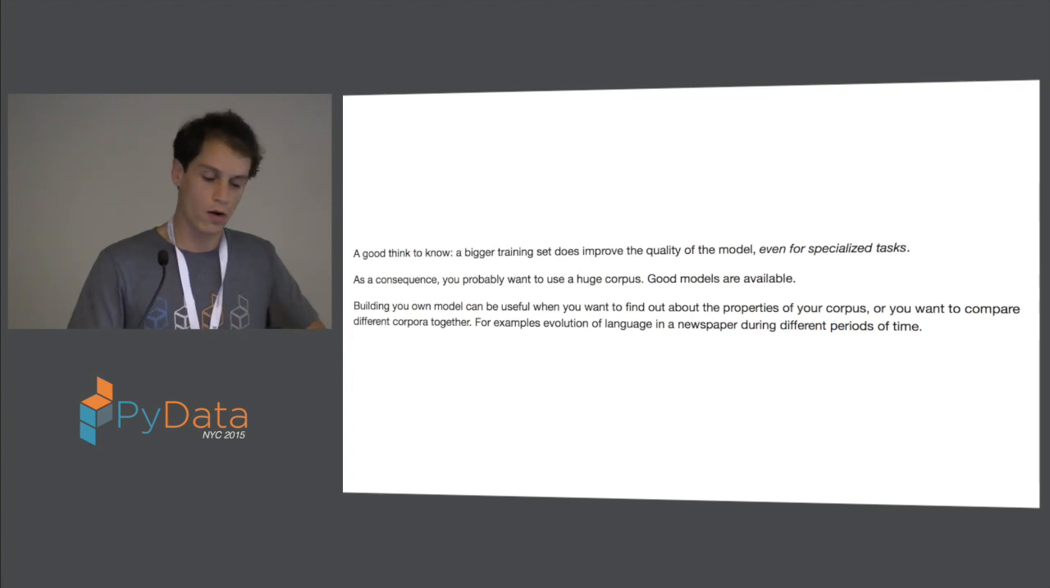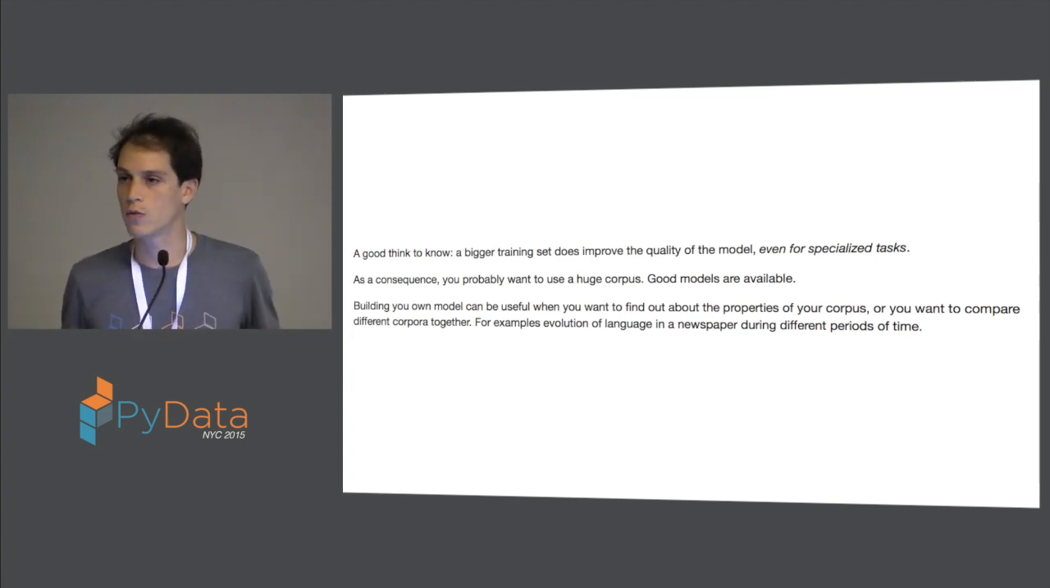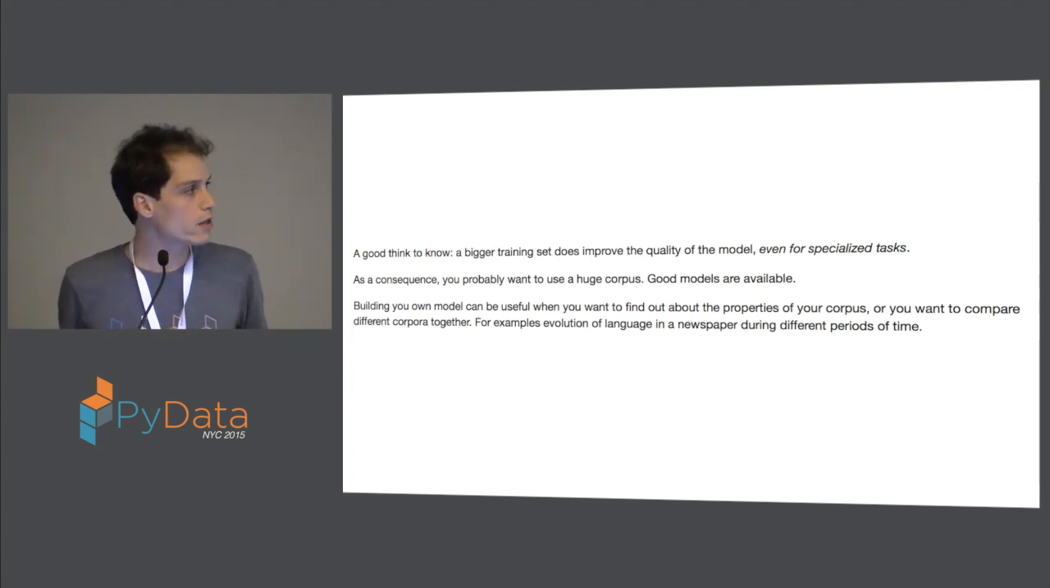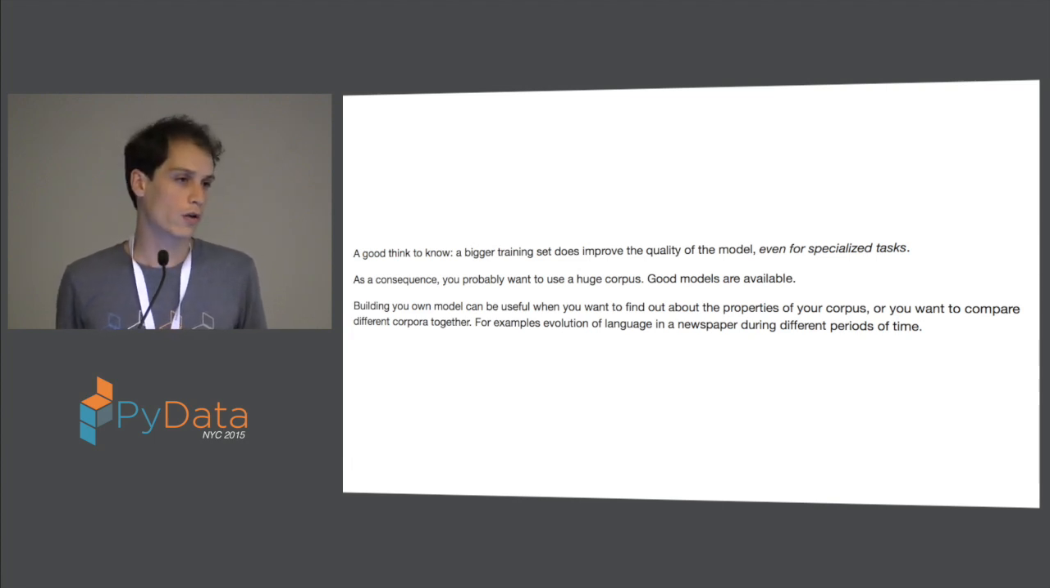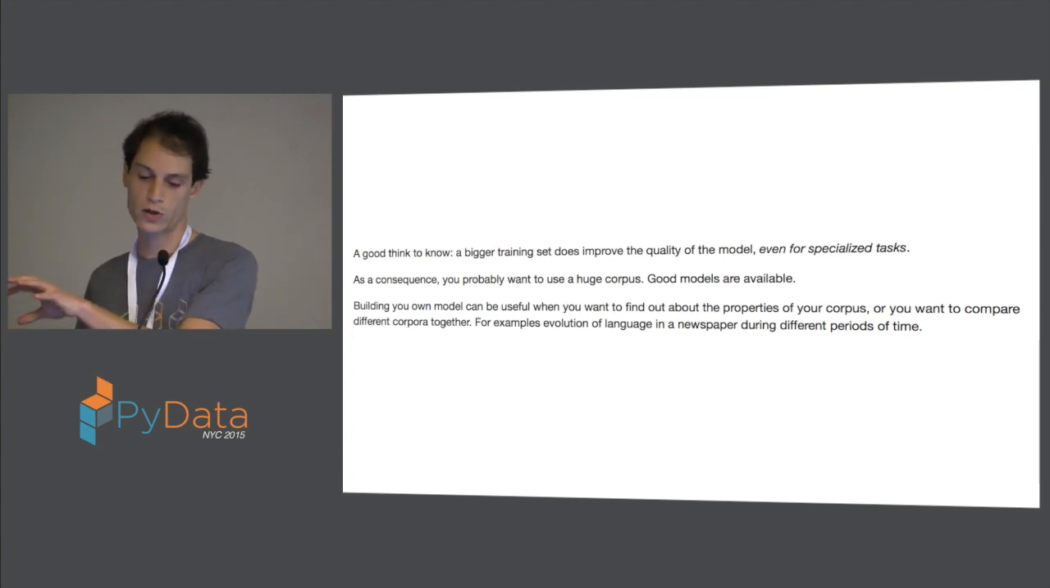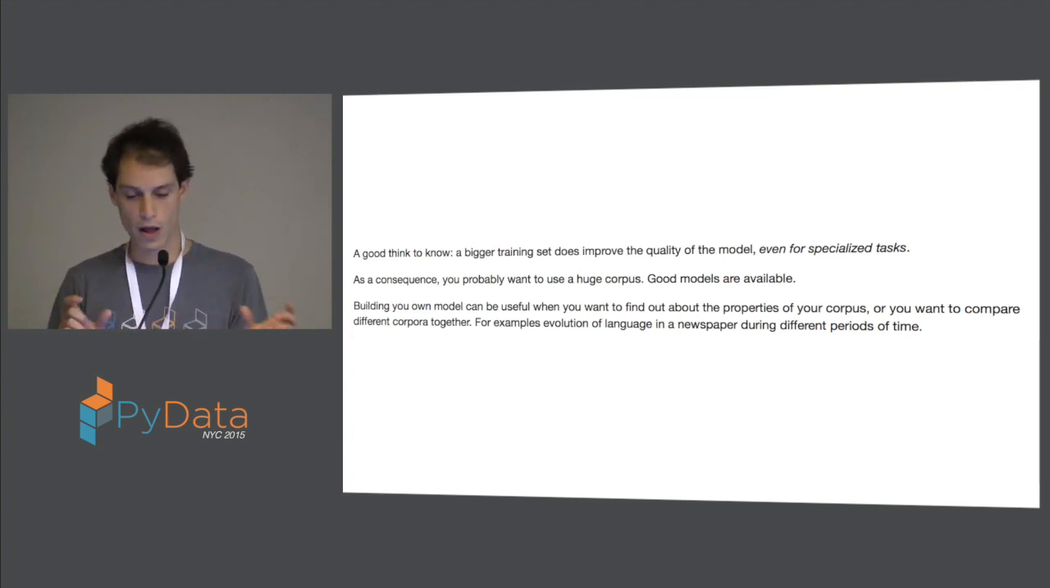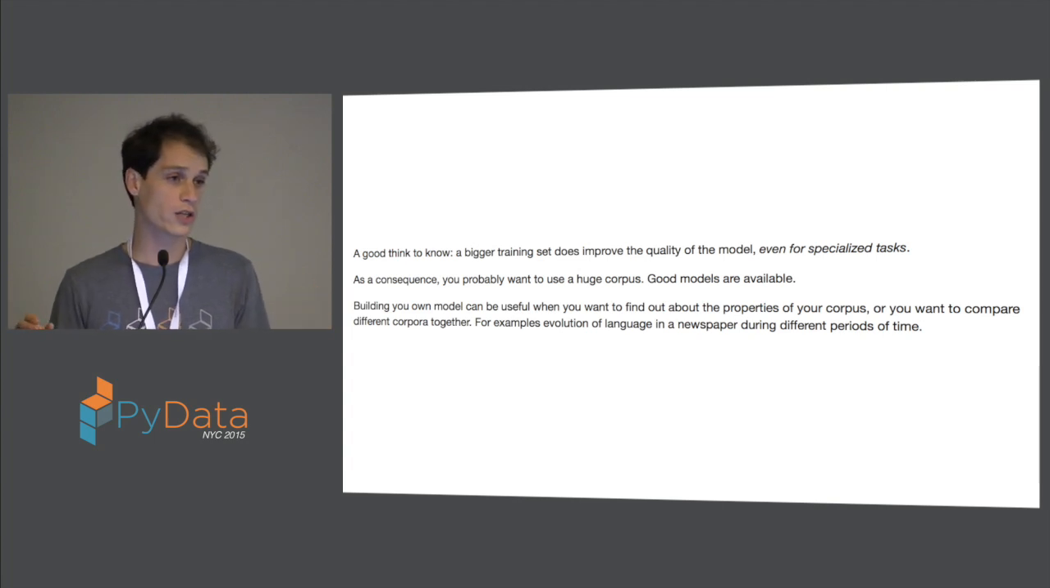So you would say, oh, okay, then I take the biggest model that was trained by the author of GloVe or word2vec, and I'll be fine. So what you might want is to actually learn things about your corpus, and in that case, you rather train your own model on your corpus. Or if you want to, for example, compare two different parts of your corpus, see how the vocabulary, the meaning of words change, in that case, you'd rather go and train your model yourself.